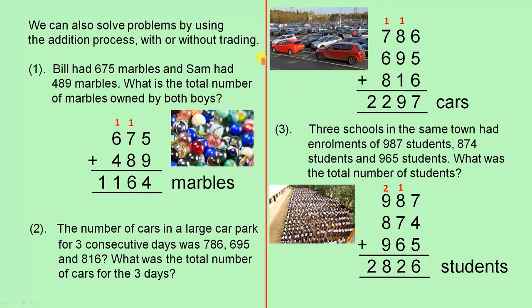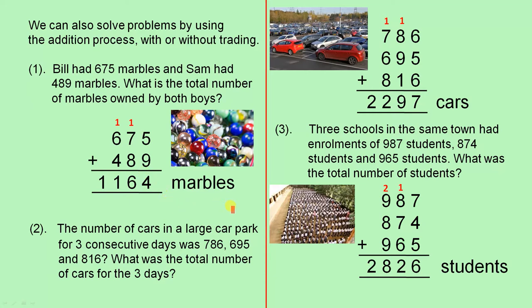We can also solve problems by using the addition process with or without trading. Example 1, Bill had 675 marbles and Sam had 489 marbles. What is the total number of marbles owned by both boys? Total number means you add those two together, and when you do that you get 1,164 marbles. So you can pause this video at any time and check these sums here. I'm sure you'll be able to do that at your leisure.